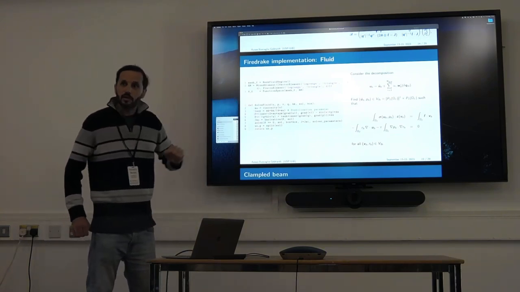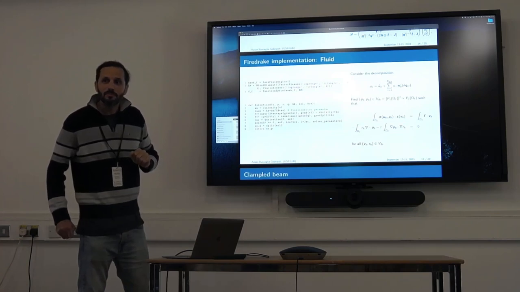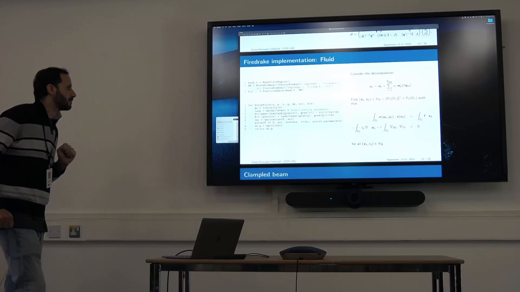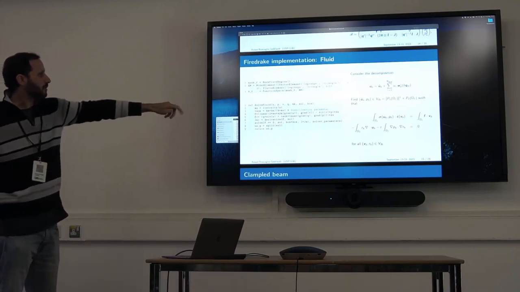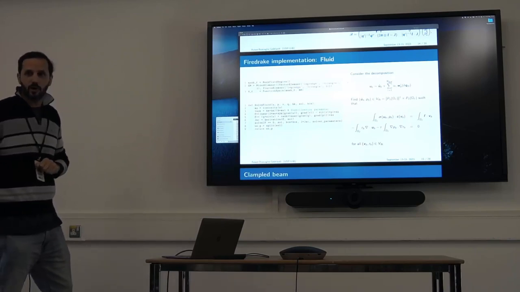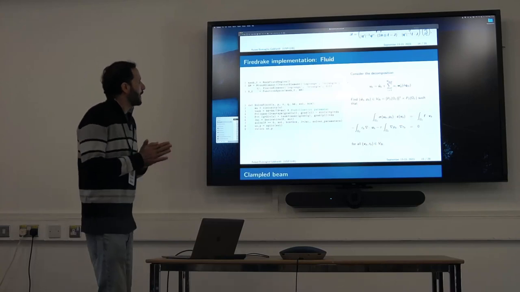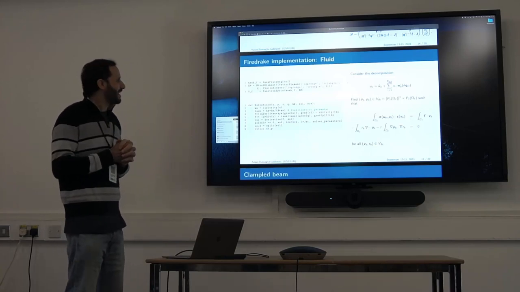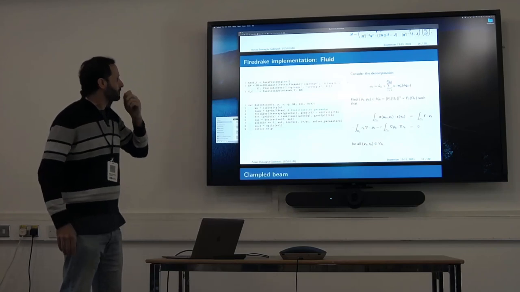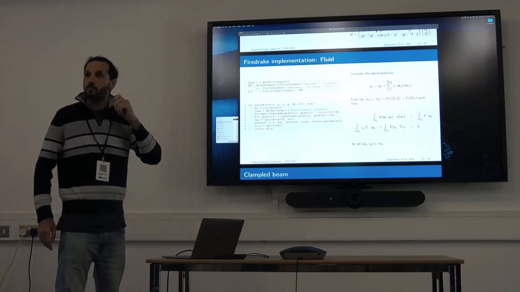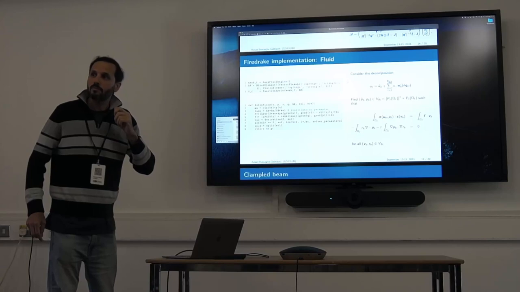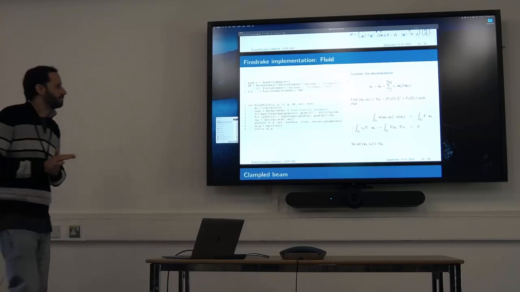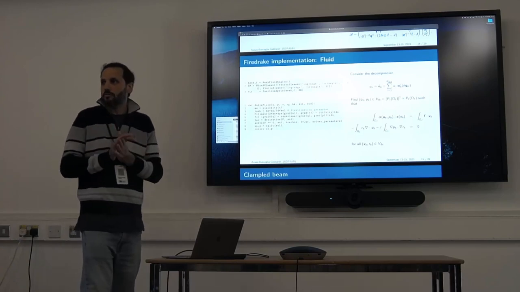Is that LBB stable? No, because we stabilize. Okay? We add this tau gradient P term. Otherwise, nothing will work. With this it's stable. Why do you want to use P1? It's cheaper than using Taylor-Hood or something.